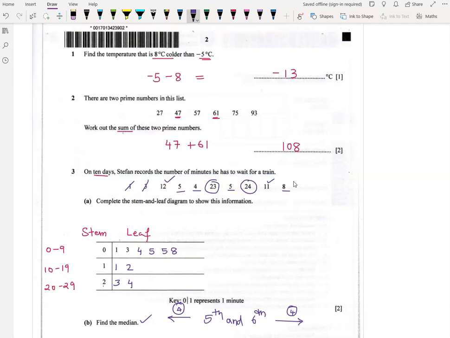So let's count the fifth and sixth values. This is the first, second, third, fourth, fifth and sixth, which are 5 and 8. So your median will be 5 and 8. Add both, divide by 2. That gives you 6.5.